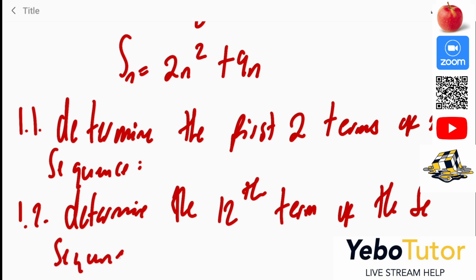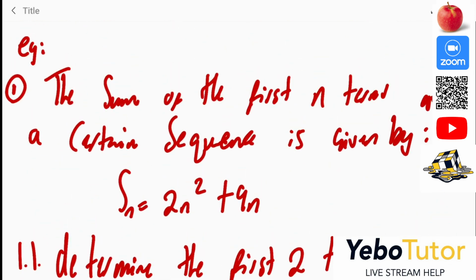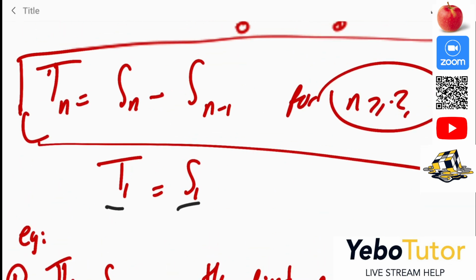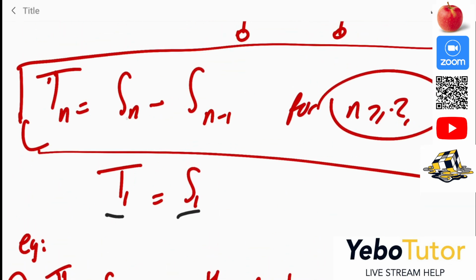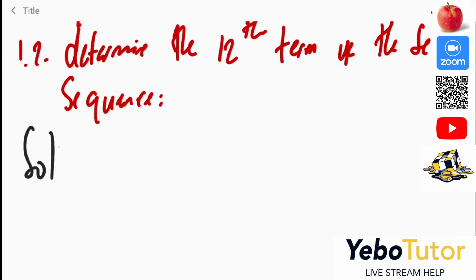So how do you do that when we are given our Sn, which in this instance is given as 2n squared plus 9n? This is easy and straightforward, because we know that our term number 1 is always equal to S1. And of course, we know that Tn is equal to Sn minus Sn minus 1. That's how we can calculate the Tn, or the general term. So the solution is quite easy and straightforward.